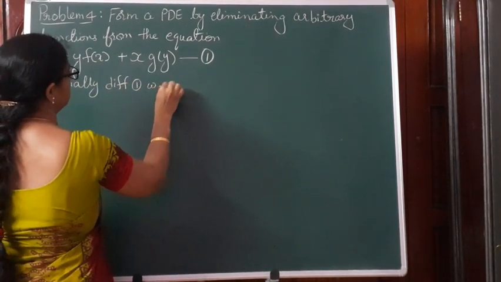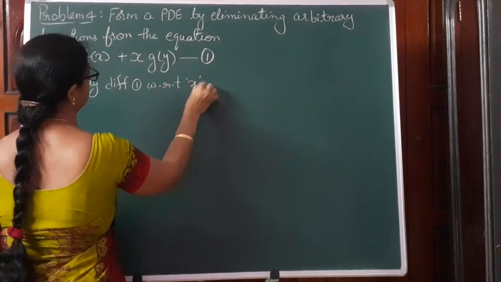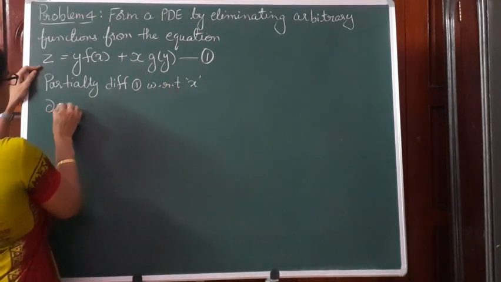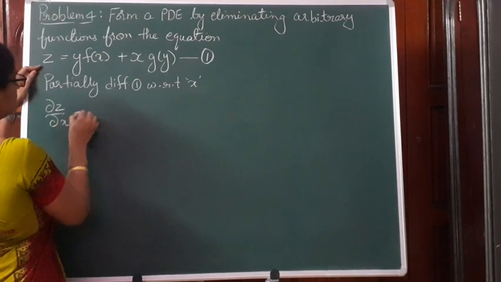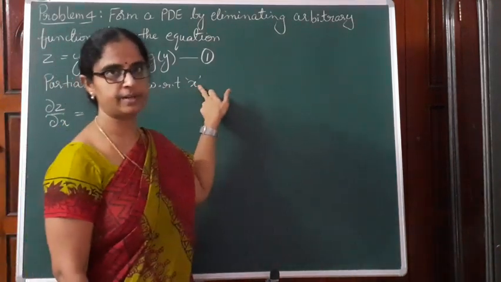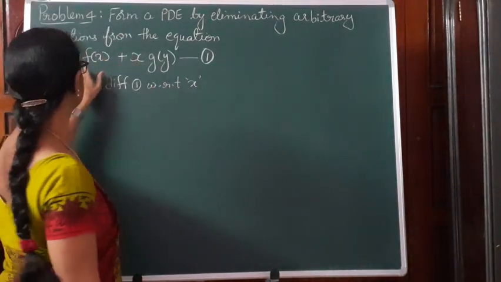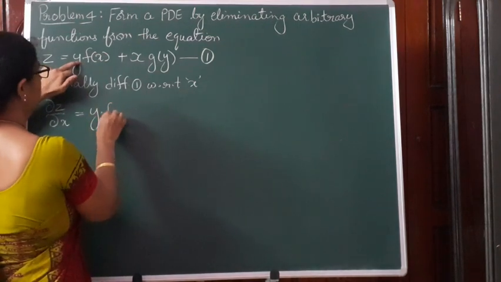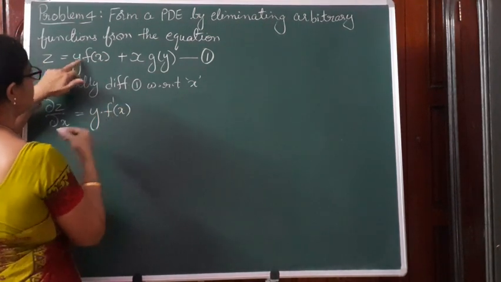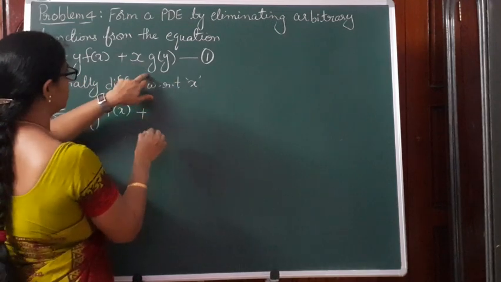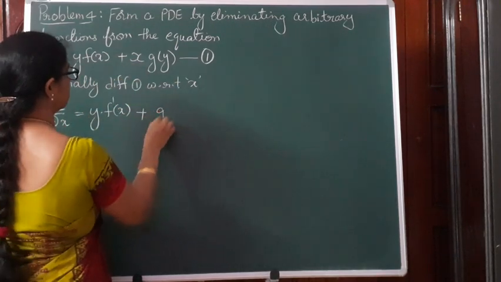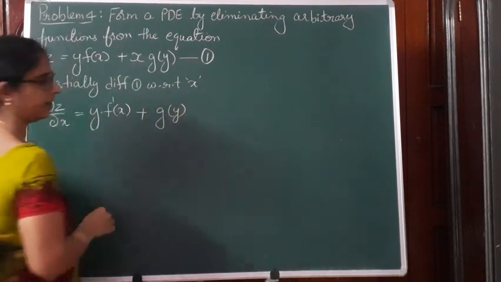With respect to x, the derivative of z, ∂z/∂x, is equal to, because we are differentiating with respect to x, y is constant. So here y is constant. The derivative of f(x) is f'(x), plus g(y) is constant, and the derivative of x is 1. So we get g(y).